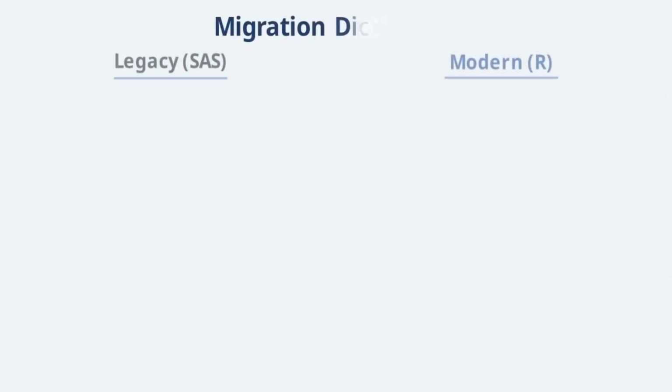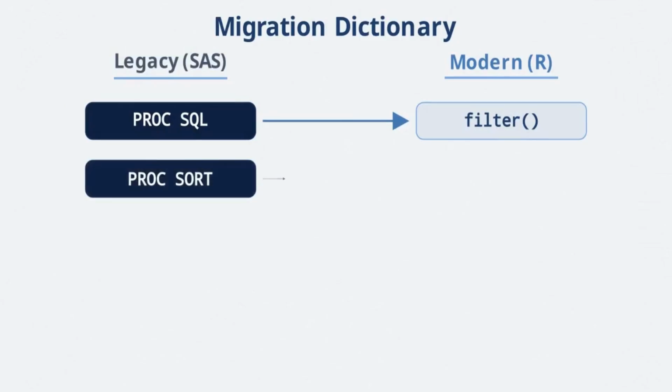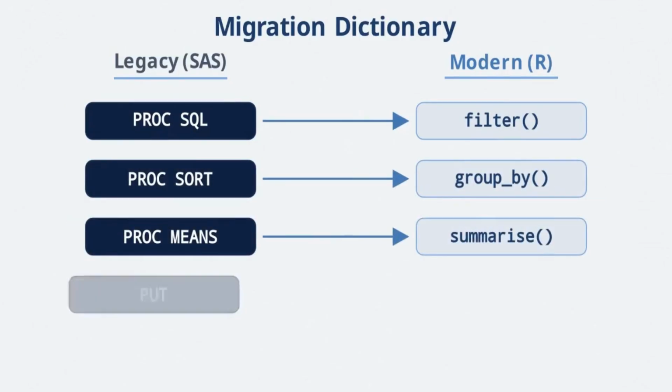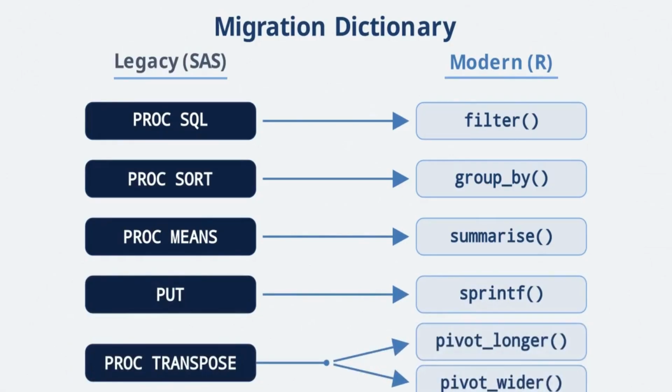This chart is your migration dictionary. Proc SQL maps to filter. Proc sort becomes group by. Proc means is replaced by summarize. Put formatting shifts to sprintf. And proc transpose converts to the pivot longer and pivot wider sequence. You should screenshot this dictionary.